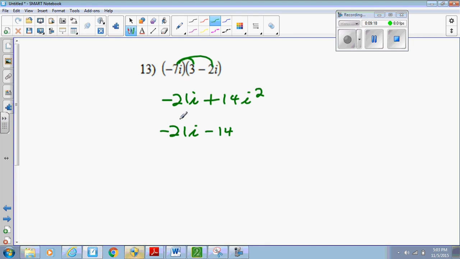Now this is technically not the way to write a complex number. We would put the real part first, the part without the i, and then minus 21i, and that's how the answer would look, or should look.